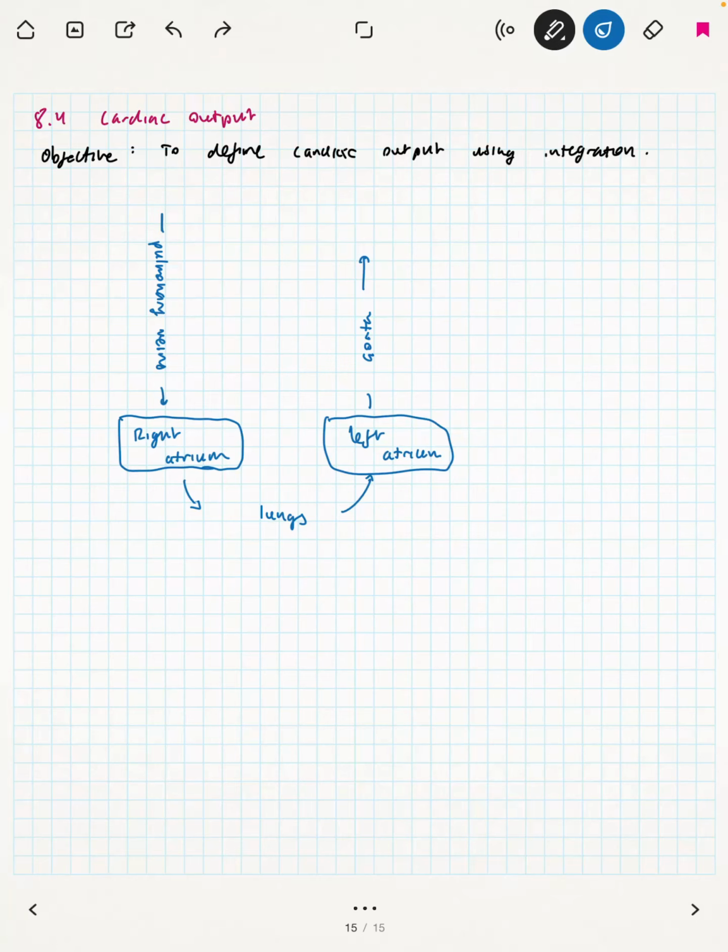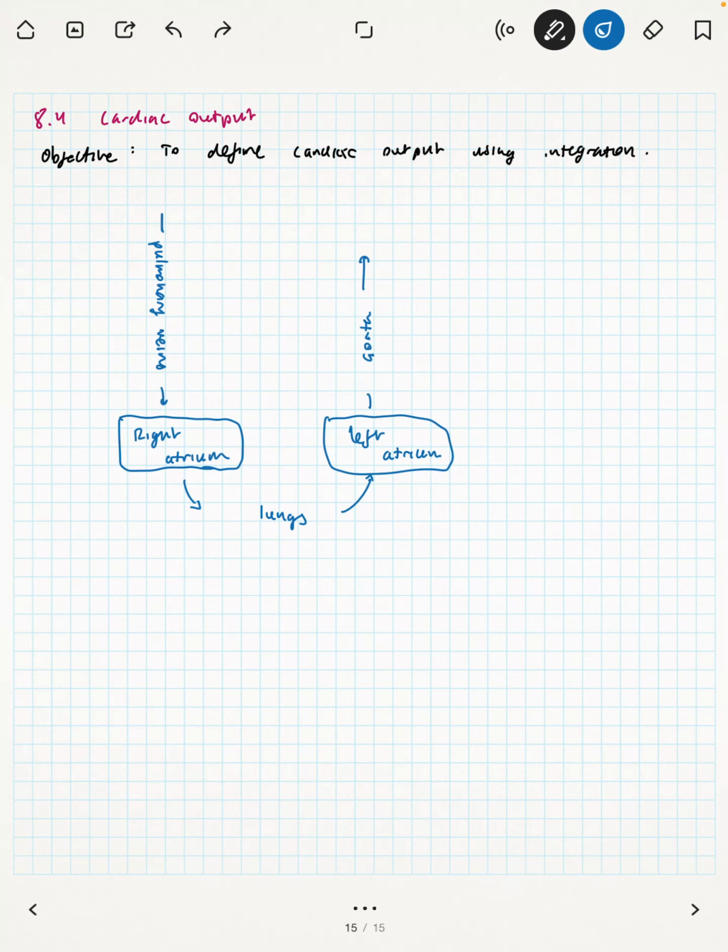In this video, we're going to define cardiac output using integration. And somebody can explain this much better than I can, so I will defer for the most part to a video here that I'm going to show you that explains it pretty well.